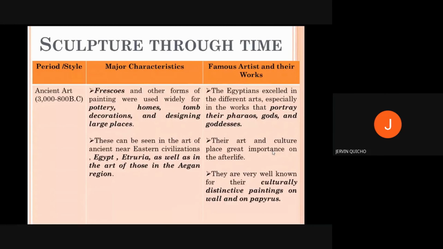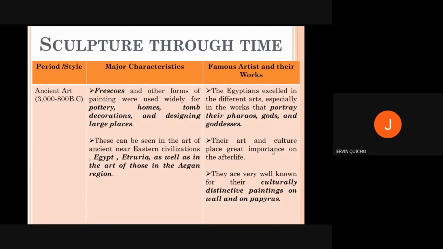Next we have the designing of large pieces like those inside their castles, where they had different murals and pictures of different objects, materials, or human beings as subject matter. So we have the Eastern civilization, which started between Egypt and Mesopotamia, and these are called the Aegean region. Most of their works portray the pharaohs and goddesses, like the head of Nefertiti. We also have the Abu Simbel of Ramses. These are the architectural and sculptural arts that we have.